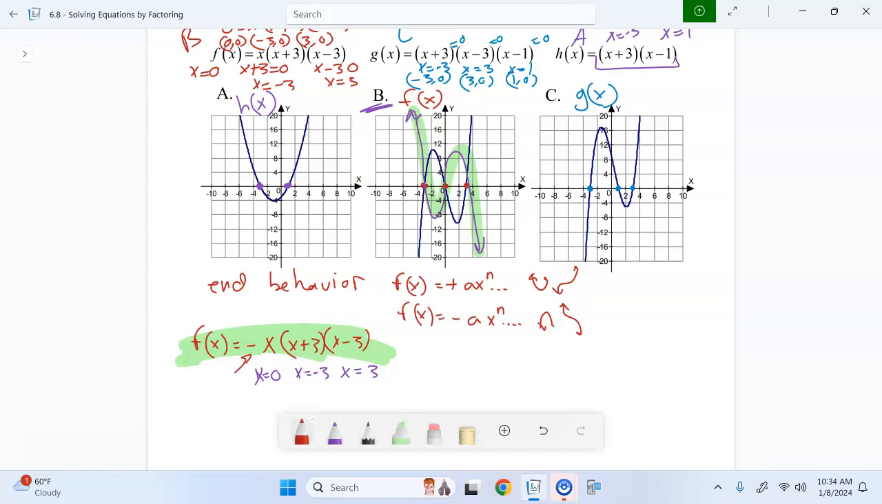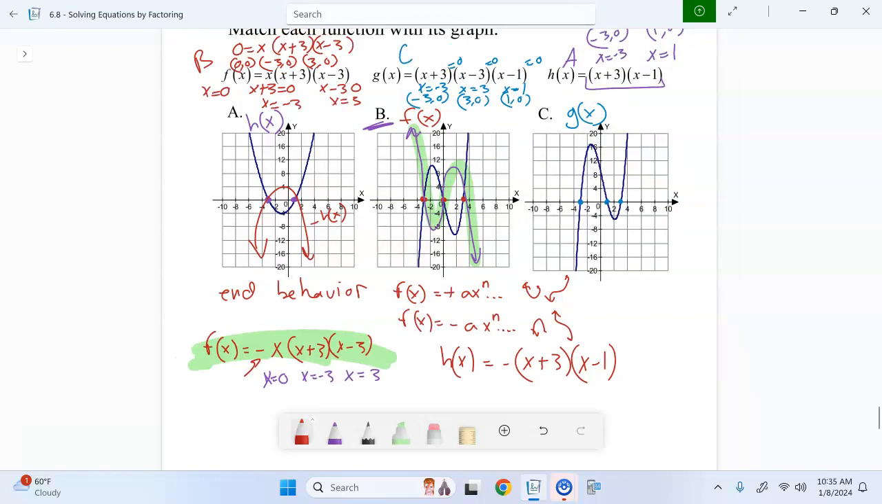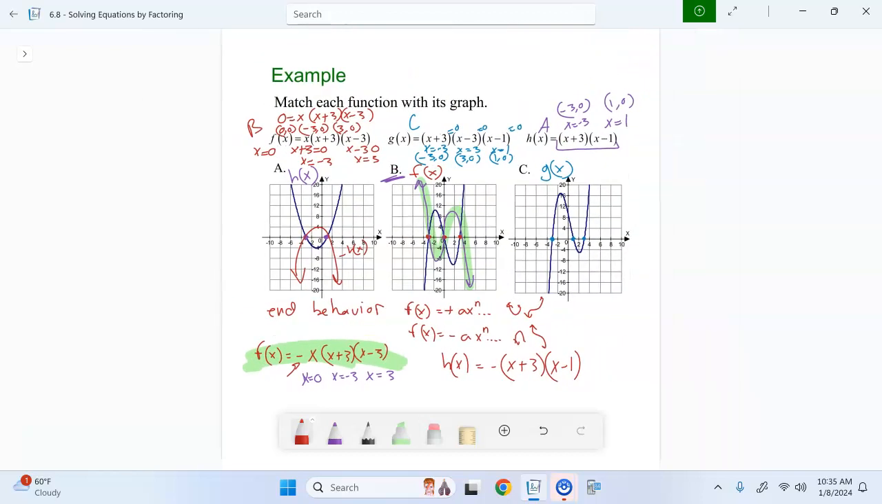If we have our quadratic h of x, and we make it negative, x plus 3, x minus 1, again, we still have the same roots, but now we're going in the negative direction for negative h of x, that negative end behavior. So we're able to pull in some of that prior information, and now we can apply end behavior as well as solutions in order to identify and graph polynomial equations.